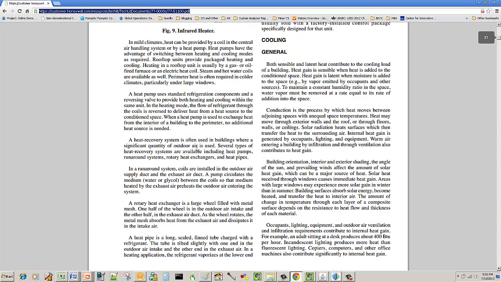Cooling, well, if heating is adding BTUs, and this all goes into the refrigeration cycle and the cycle of heat and cooling, you're either adding BTUs or you're taking BTUs out. With cooling, you're taking BTUs and transferring them. And this sentence right here kind of describes it. Both sensible and latent heat contribute to the cooling load of a building. Heat is sensible when heat is added to the conditioned space.